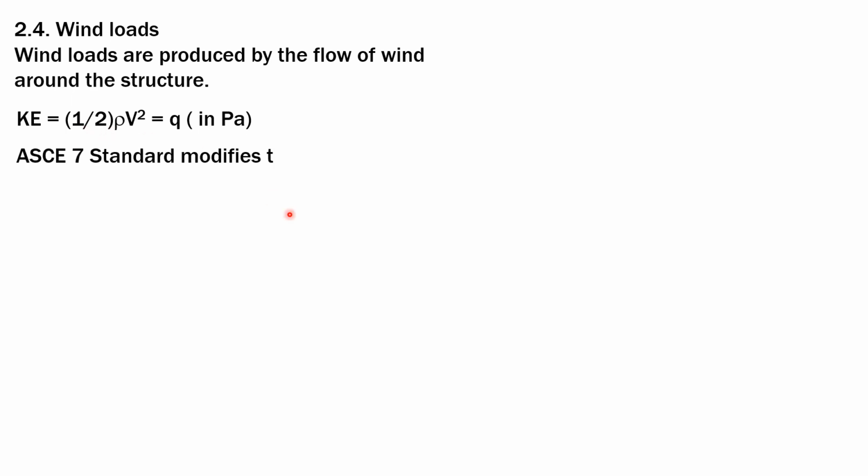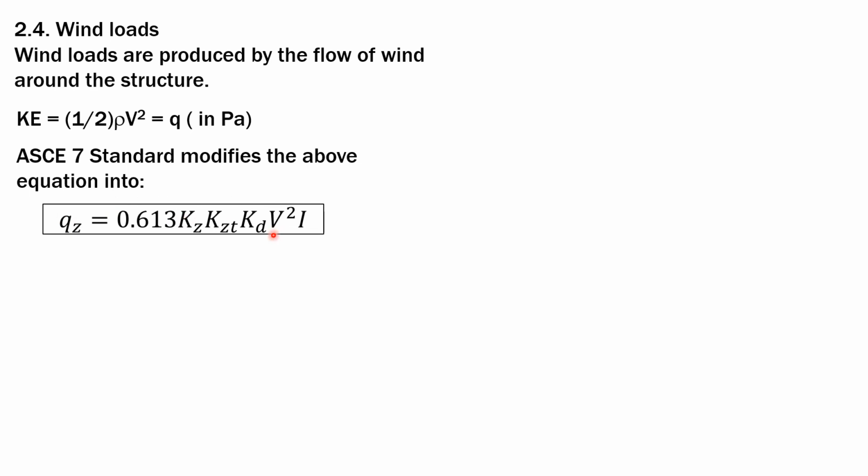Now, the American Society of Civil Engineers ASCE 7 standard modifies the above equation into this more complicated equation. This is discussed in the NSCP also, but all these coefficients, Kz, Kzt, Kd, and we have the importance factor for the type of structure. For example, if it is a hospital or school building, it is important, so it is greater than 1.15.